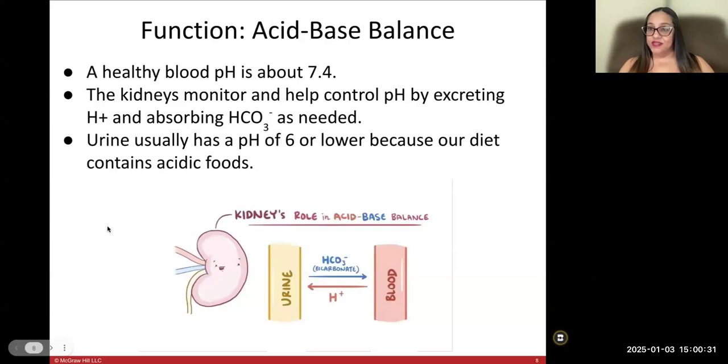Acid-base balance is another general function of the urinary system. A healthy blood pH is about 7.4. 7.35 to 7.45 is the range, but it's still a tiny range, and the average is 7.4. The kidneys monitor and help control pH by excreting hydrogen ions and absorbing bicarbonate ions as needed. Urine usually has a pH of 6 or lower because our diet contains acidic foods.